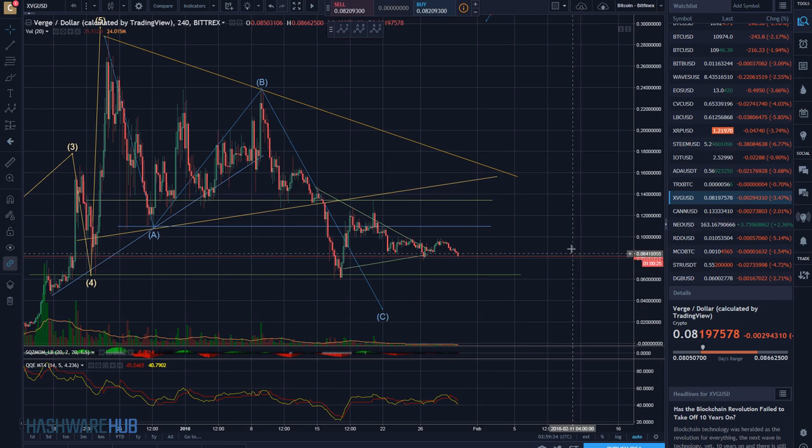So with that, we're going to leave it there. I'm not really going to talk about a lot of the other chart patterns. There's a lot of different possible things going on. I don't want to scare the hell out of anybody, even more so than I probably already have. But that's what's going on. So we'll leave it there.